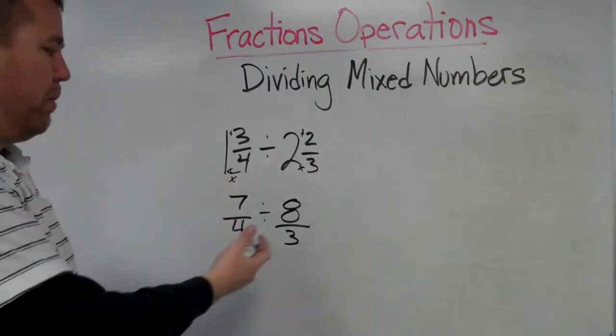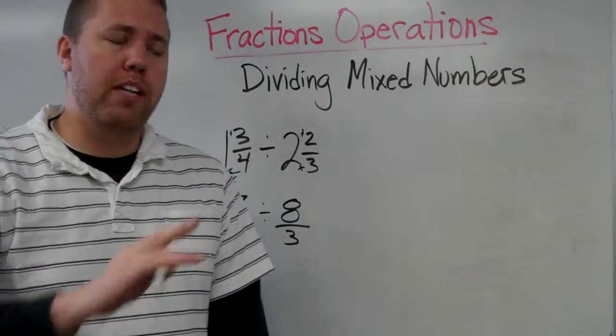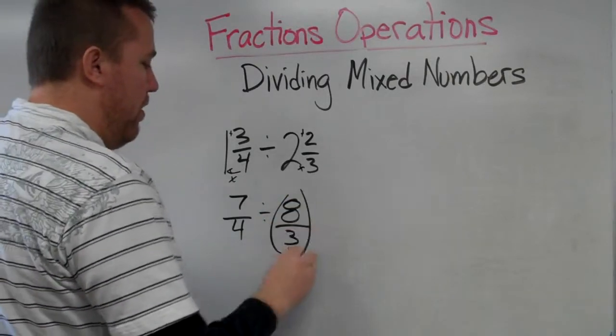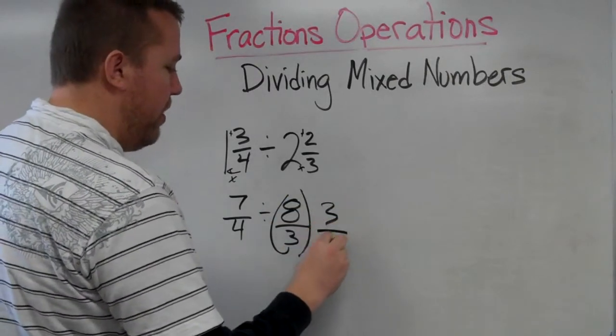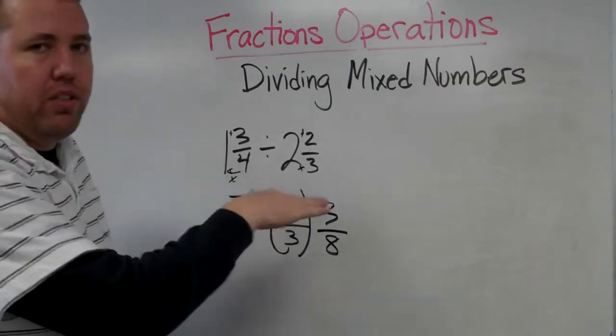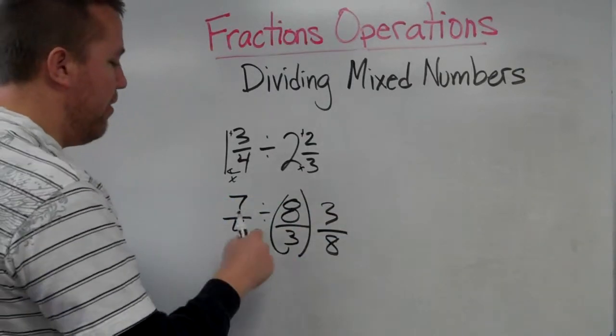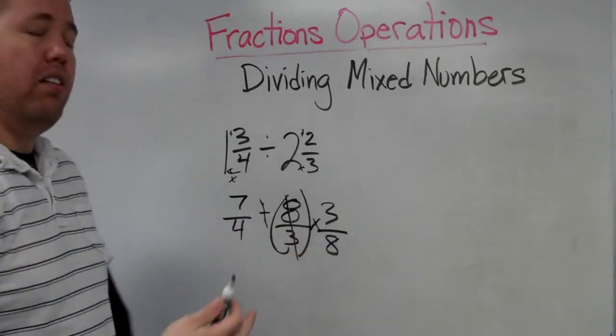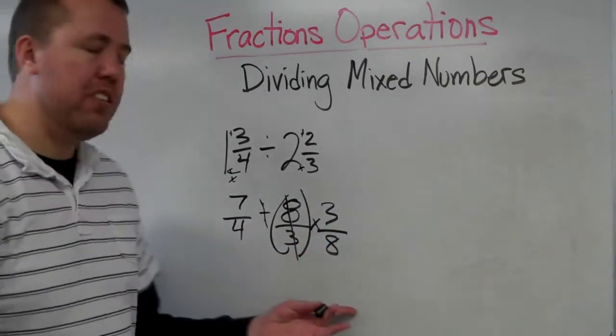So now we just have two fractions. So I do the inverse of the second fraction, which is 3/8. And because I flipped the fraction, I also have to flip or do the inverse operation. So now I'm multiplying. And now I'm just multiplying fractions.